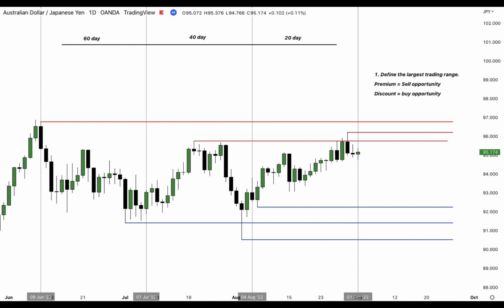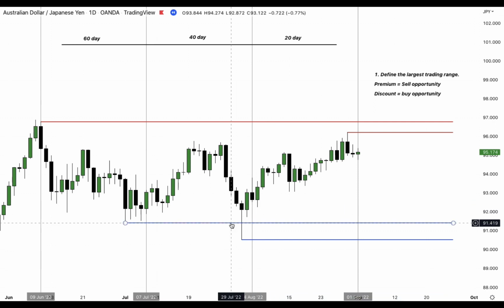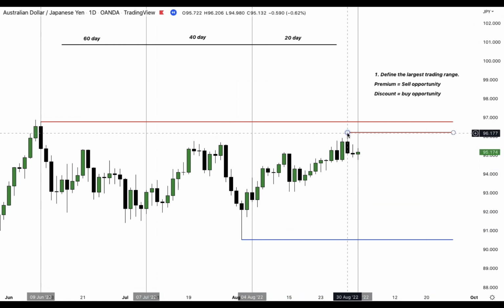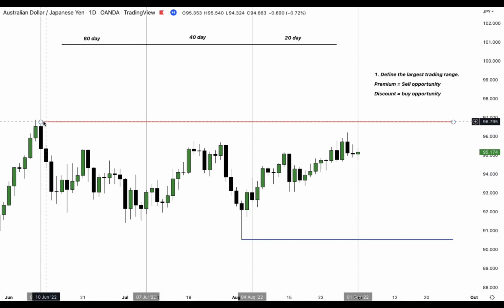Well, I take the highest high and the lowest low that we have in the last 60 days, and that would look something like this. So we have to get rid of this high, this low, and this high. This is our current trading range. Price was trading inside this high and this low within the last 60 days. So this will give us more insight to see what range we're in.